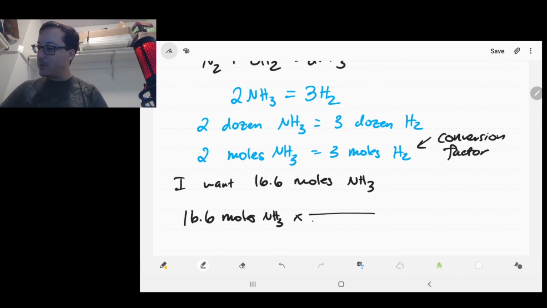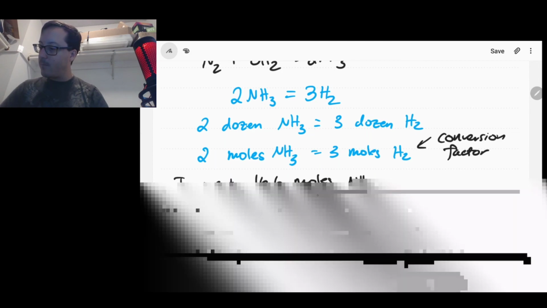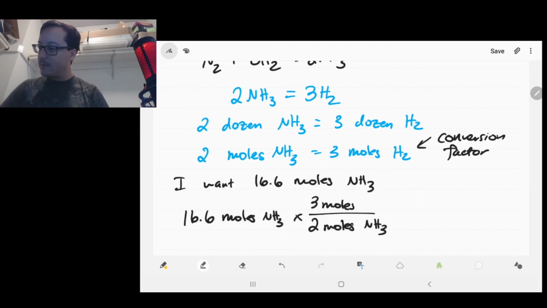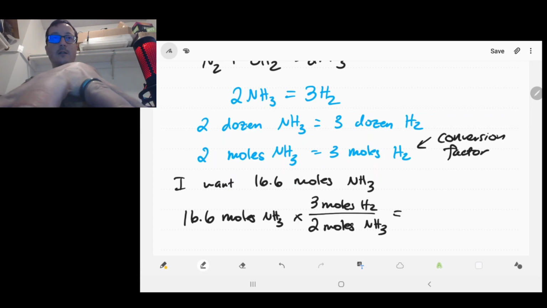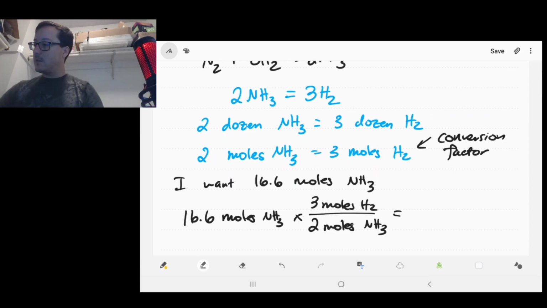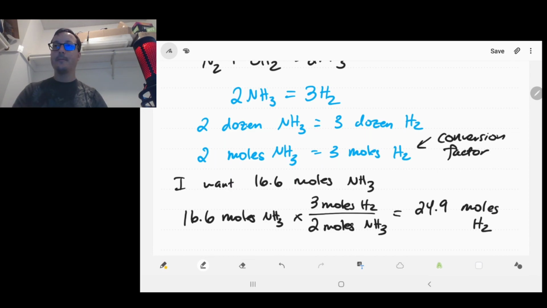We're going to see we can put 2 moles of ammonia on the bottom, 3 moles of H2 on top, and this is going to be how many moles of hydrogen we need to put in. So 16.6 times 1.5 gives us 24.9 moles of hydrogen. And I get it. What the heck? How am I going to measure 24.9 moles of hydrogen?